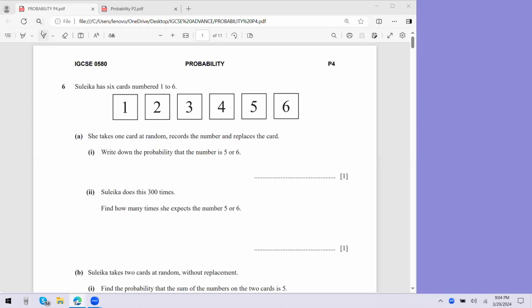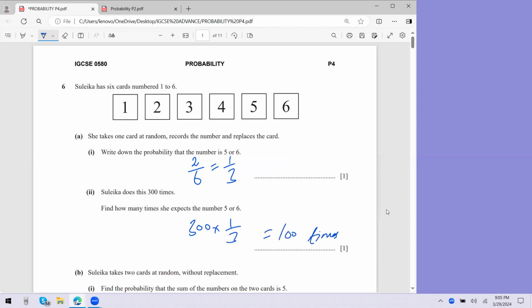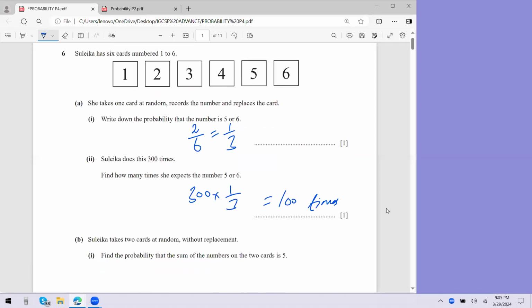So let's start with P4 probability questions today. There are 6 cards. Write the probability that the card is 5 or 6. There are 2 cards, two out of 6. Okay, 1 out of 3. Then Suleika does this 300 times. How many times do we expect 5 or 6? We did that before. You can just do 300 times 1 by 3. So 100 times you can expect a 5 or 6 card to show up.